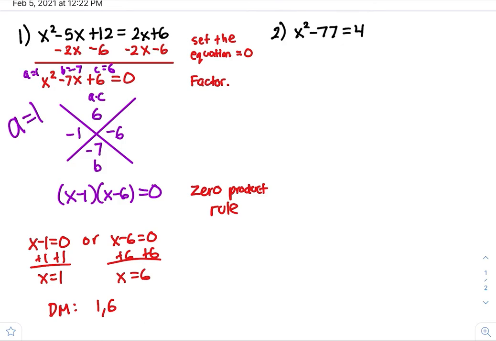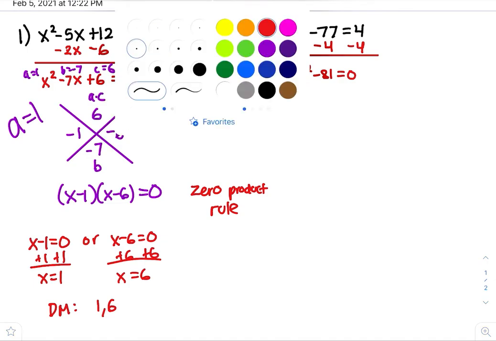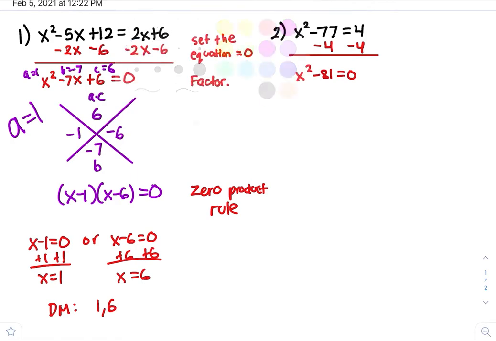Alright, step 2. So again, set the equation equal to 0. So I'm going to subtract 4 from both sides. x squared minus 81 is equal to 0. Now this is a unique case, because you have to solve this by factoring.